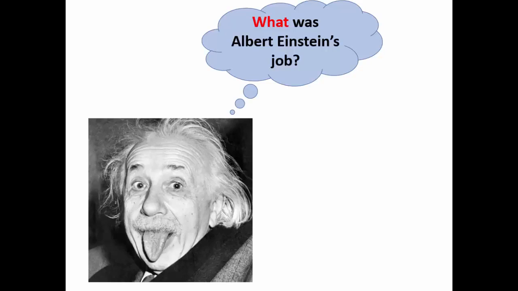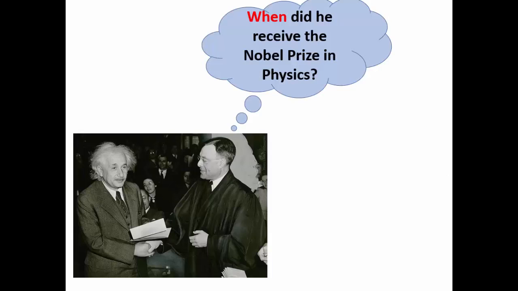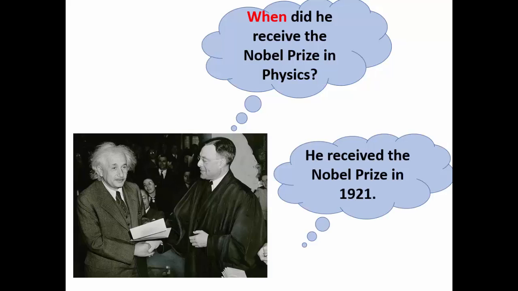Okay, now let's look at the second one. What was Albert Einstein's job? Here, the question word is what. Let's see the answer. He was a physicist and genius. Okay, let's look at the next one. When did he receive the Nobel Prize in Physics? Here we use when to ask for the time or for the date. Let's see the answer. He received the Nobel Prize in 1921.